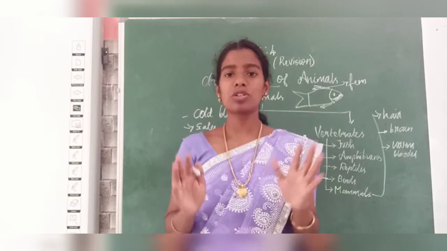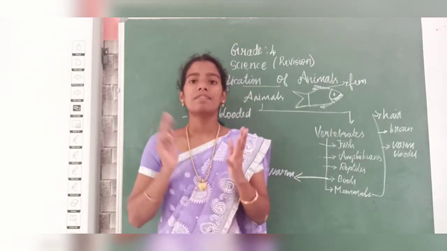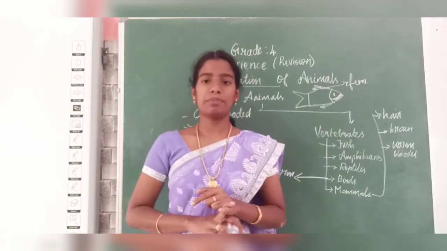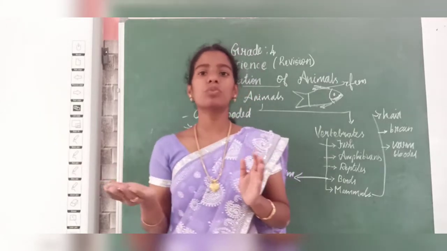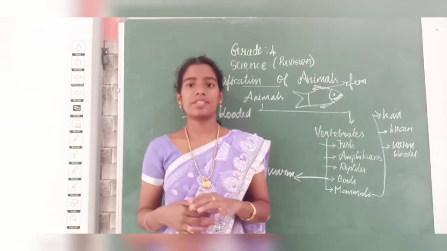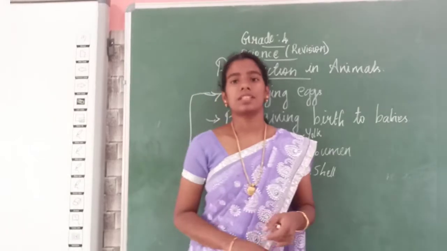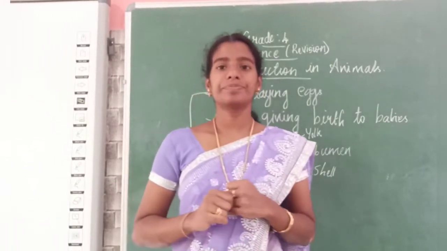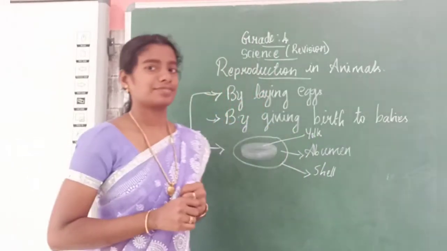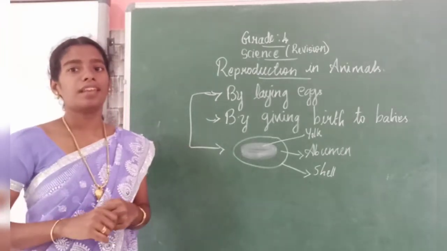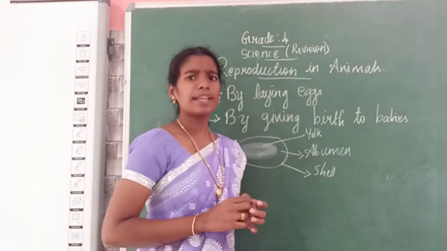So you are clear about the classification of animals, vertebrates and invertebrates. Now we can move to the fourth unit. What is our fourth chapter? Yeah, reproduction in animals. How do animals reproduce?